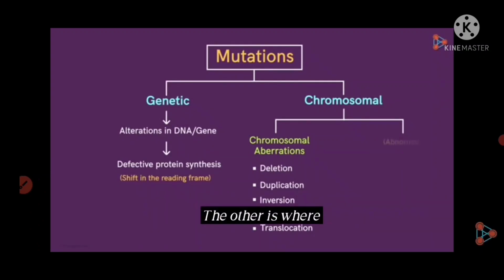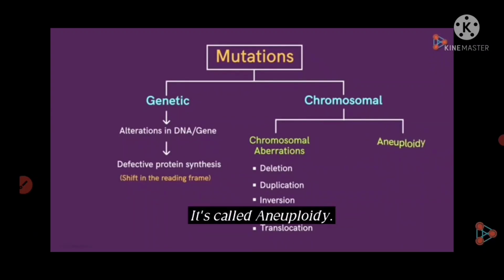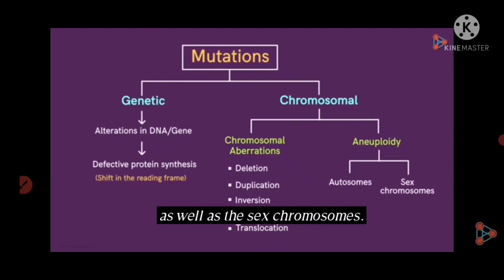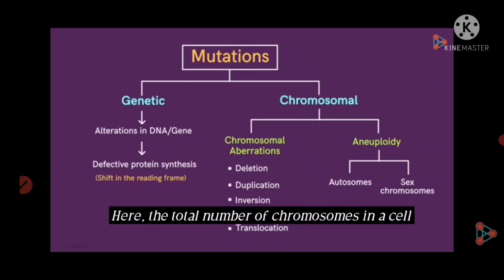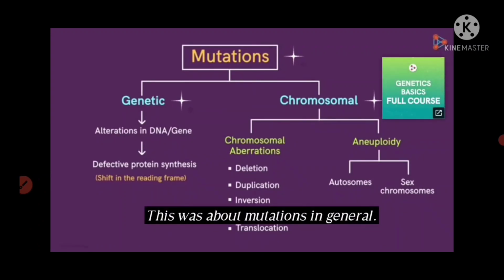The other is where the number of chromosomes are different than the usual in the organism. It's called aneuploidy. The changes can be in the autosomes as well as the sex chromosomes. Here, the total number of chromosomes in a cell are different from the usual. This was about mutations in general.